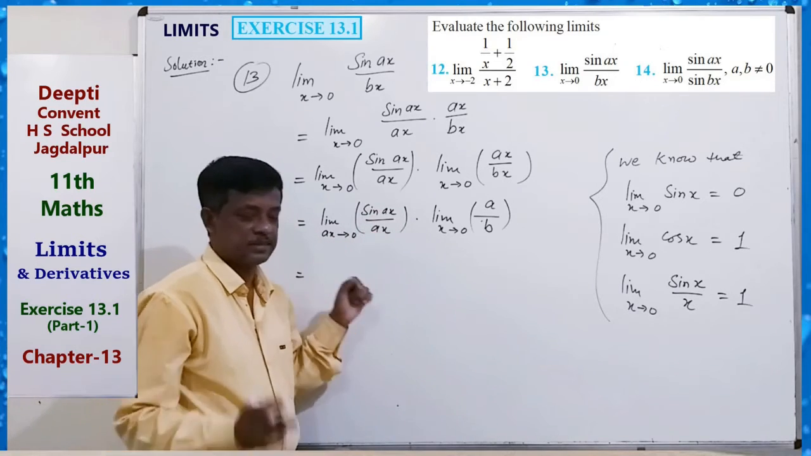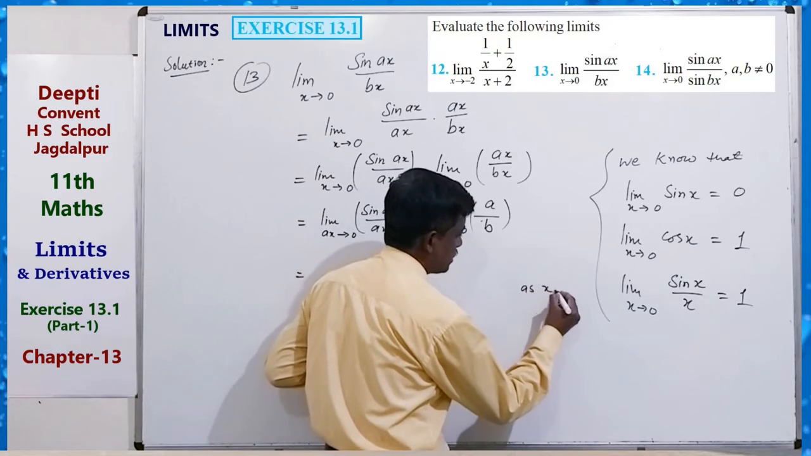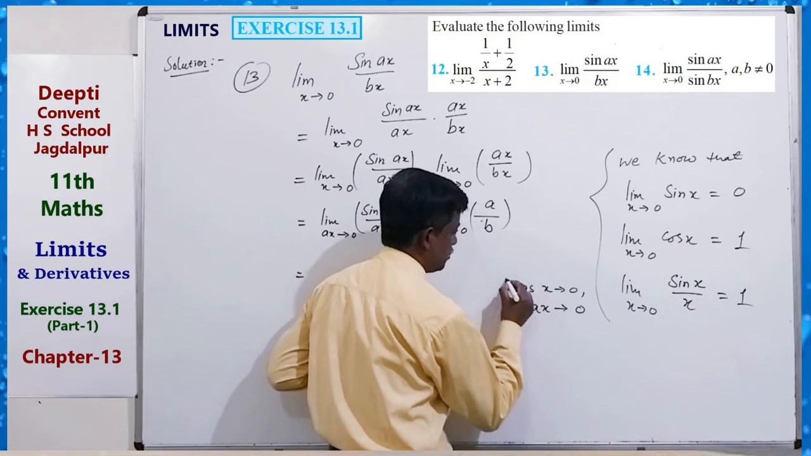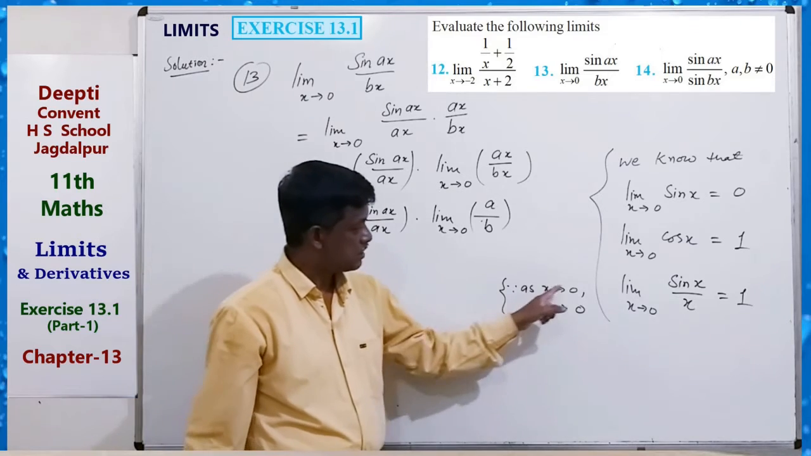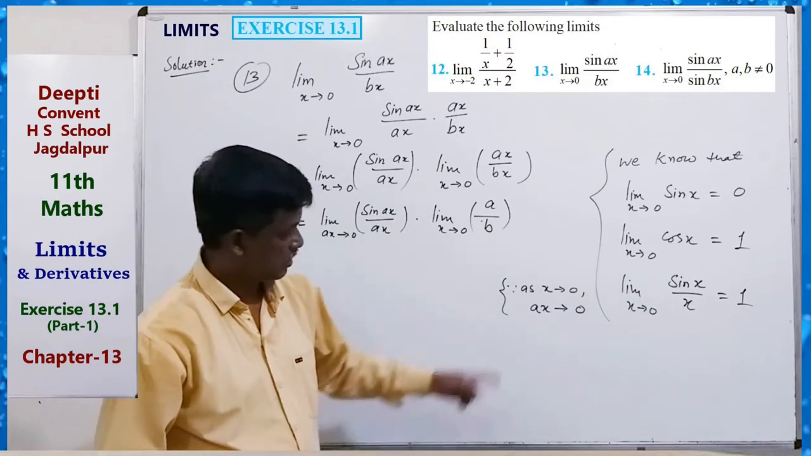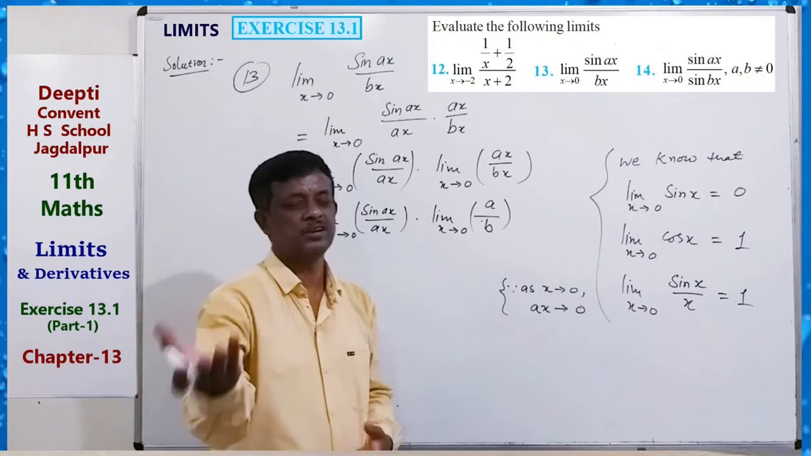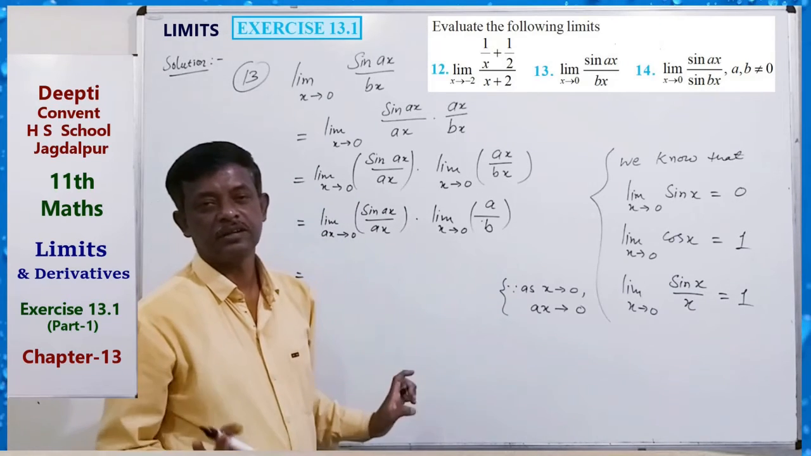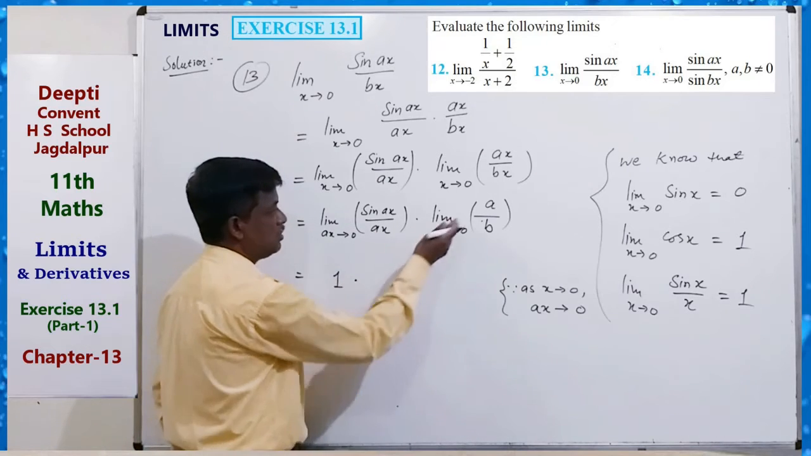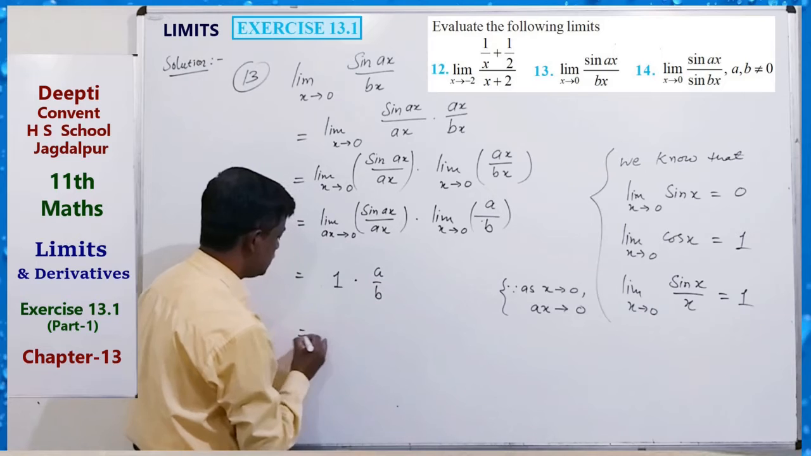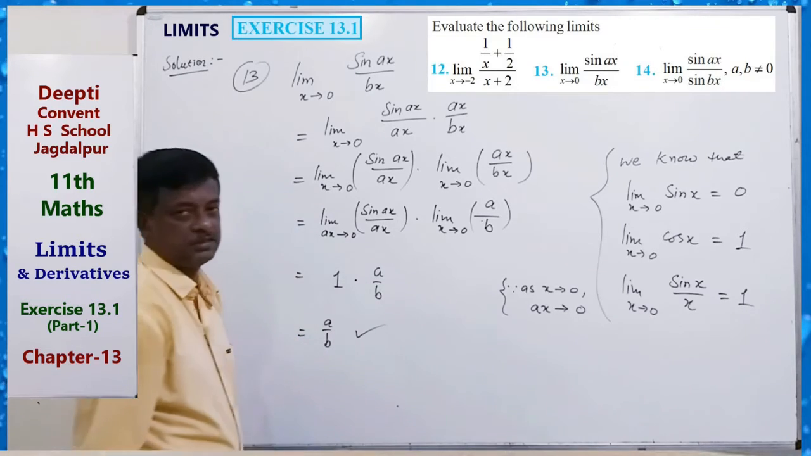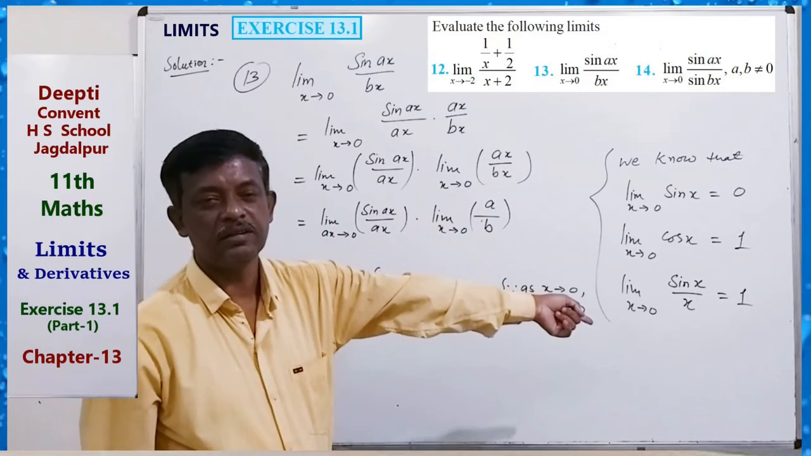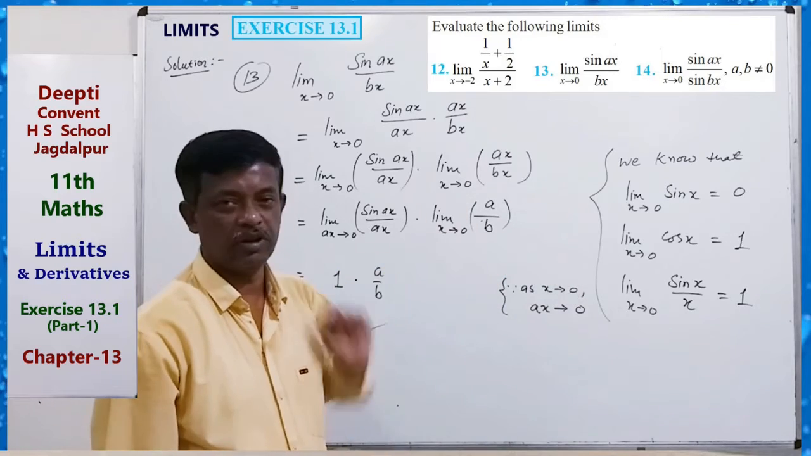As x tending to 0, ax tending to also 0, since a constant multiplied by something tending to 0 also tends to 0. So sin ax upon ax you can write as 1. So 1 into the constant, a by b. So the limit is a by b. We are trying to adjust it into the form of the standard formula.